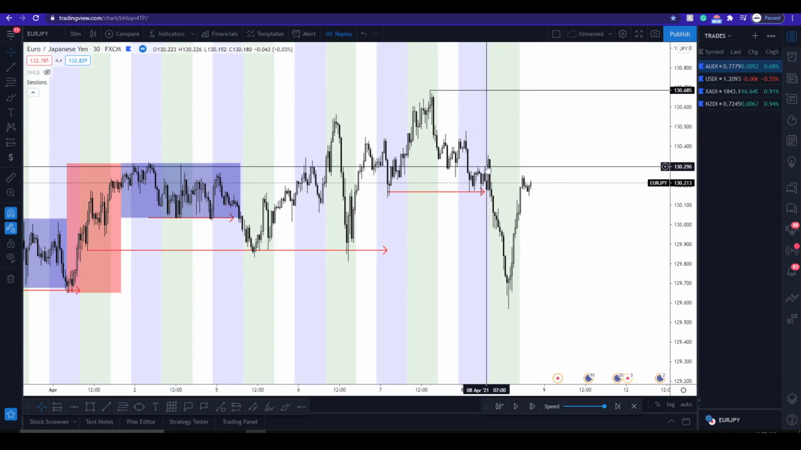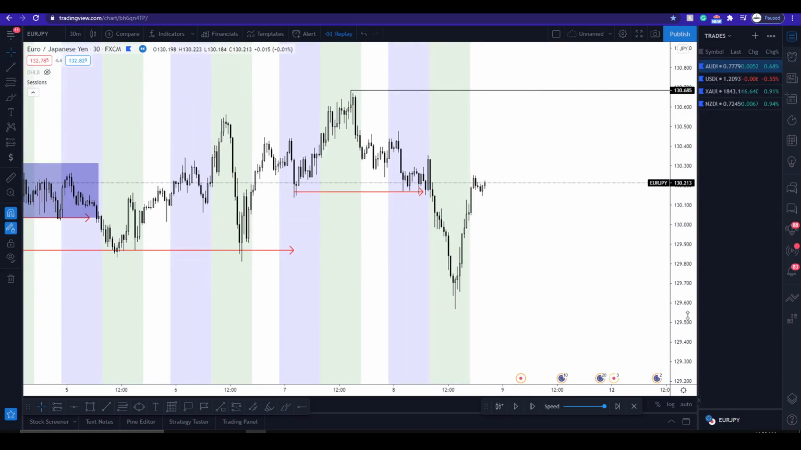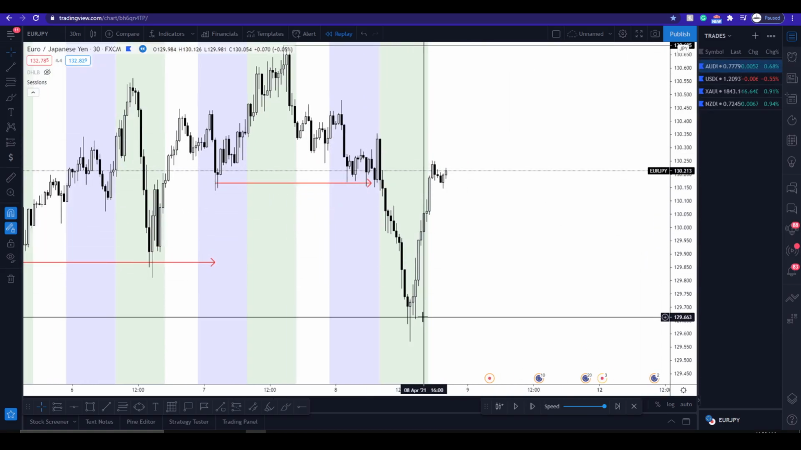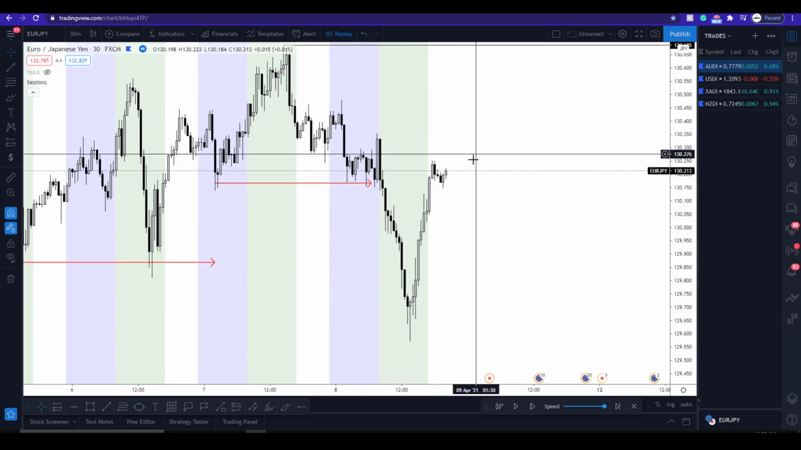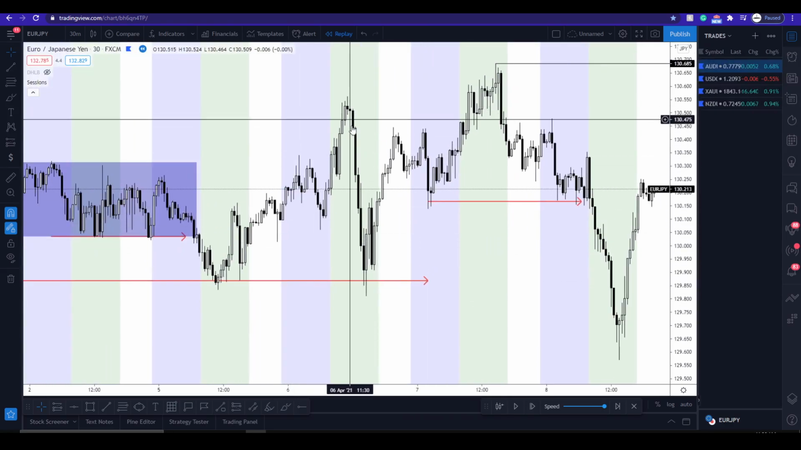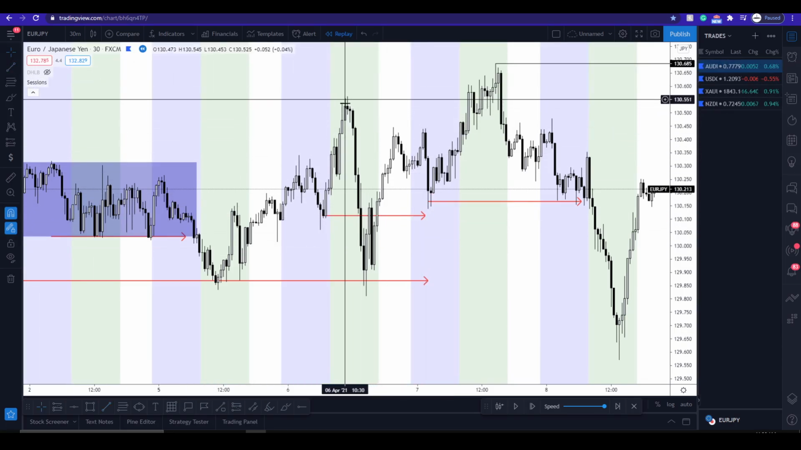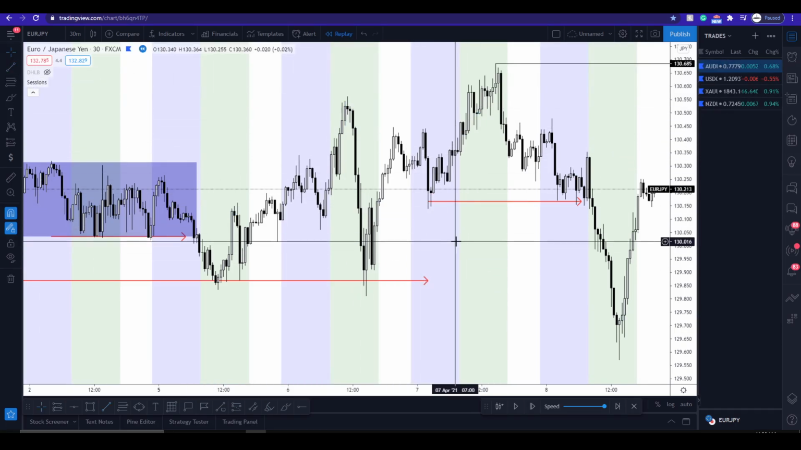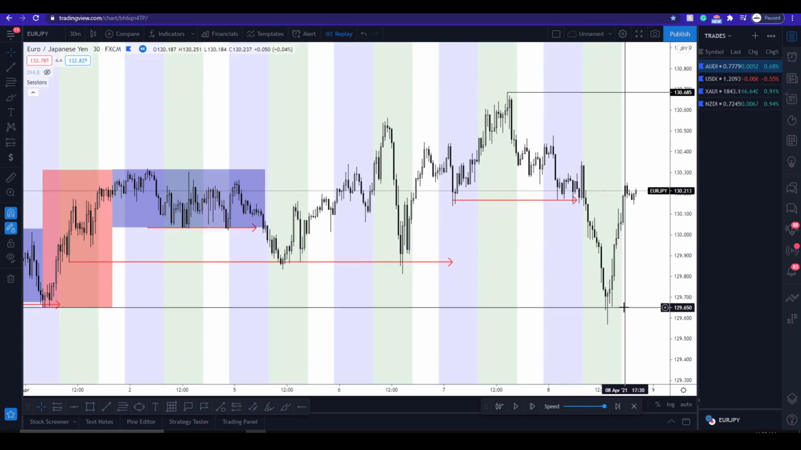London opens, and London is known for its manipulation. As soon as London opens, it always manipulates. The market always goes down. Even if London is bullish, it's going to go down at first, and then it's going to reverse. Good example right here. London sells off. People see this break of structure, and they start selling over here, and then they get stopped out. So make sure that you know the first few hours of London are always known for manipulation.